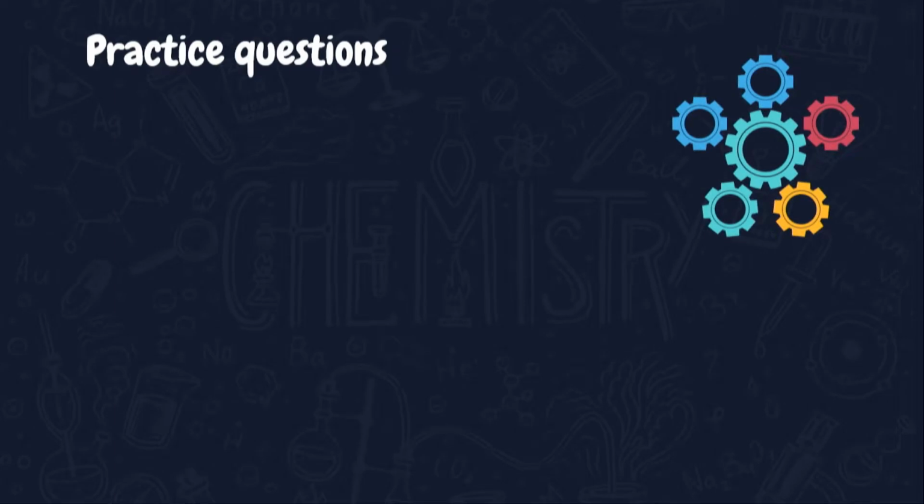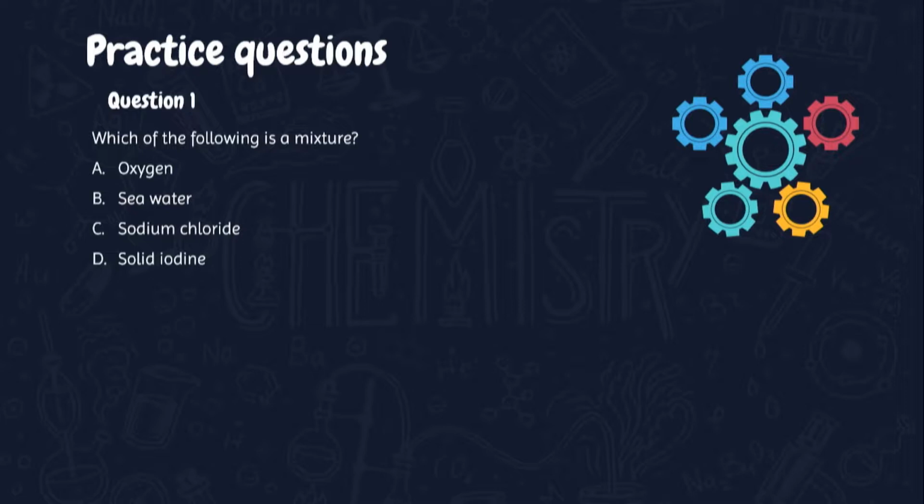Now, let's have a look at some questions which may help you consolidate what you have learned today. Question 1. Which of the following is a mixture? A. Oxygen, B. Seawater, C. Sodium chloride, or D. Solid iodine. The answer is B. Seawater. As you have learned, seawater is a mixture containing water, sodium chloride, and other dissolved substances.